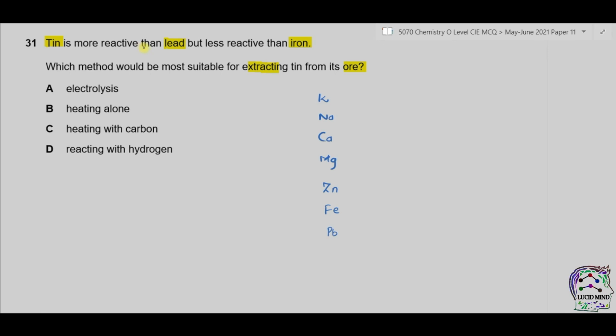Now it says that tin is more reactive than lead but less reactive than iron, so therefore tin comes over here. Below lead we have copper and silver. Now the elements present below magnesium, they can be reduced by carbon from their ores, and the elements present above zinc, they can be reduced by electrolysis. As tin is below magnesium, it can be extracted with the help of carbon.